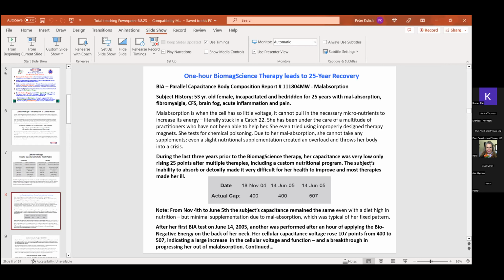And what we did is we put some magnets on the back of her neck, the lower CVS. We put it on the back of the neck because it has a slower uptake than the general primary energizing point, which is over the heart.